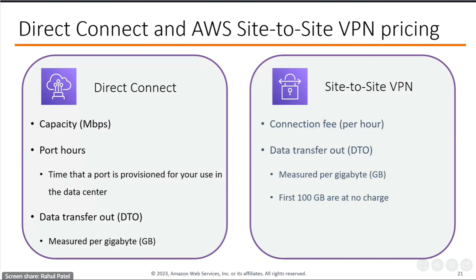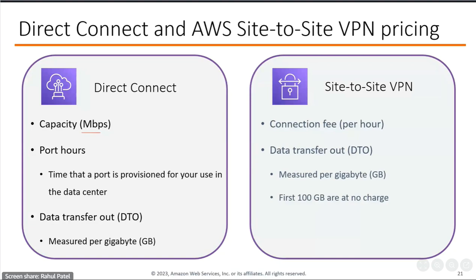Now, if you compare Direct Connect and AWS site-to-site VPN here, you can see that Direct Connect gives you capacity in megabits per second, whereas for site-to-site VPN the connection fee is per hour. For Direct Connect, you are charged for port hours, the time that the port is provisioned for your use in the data center.